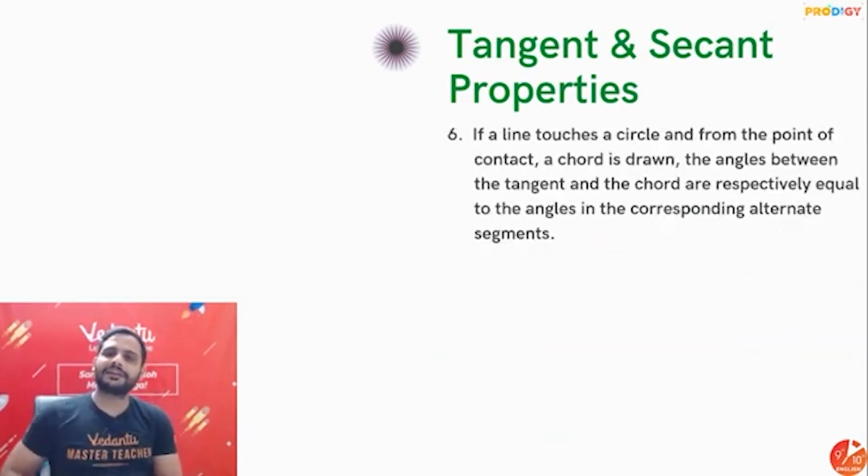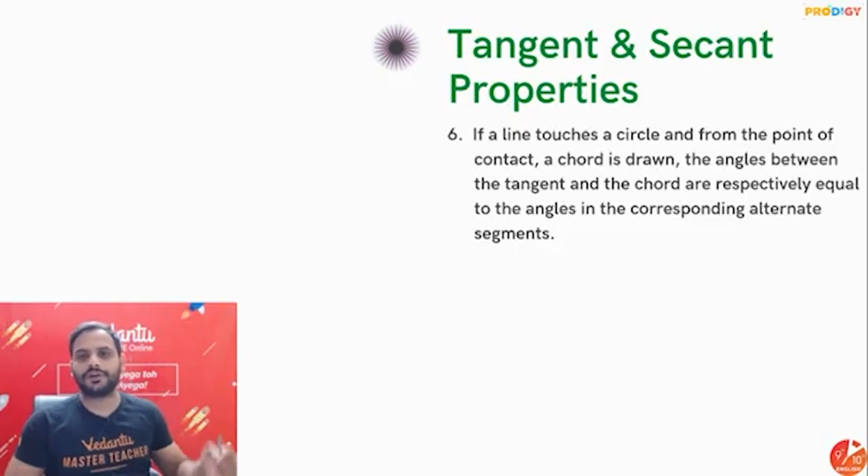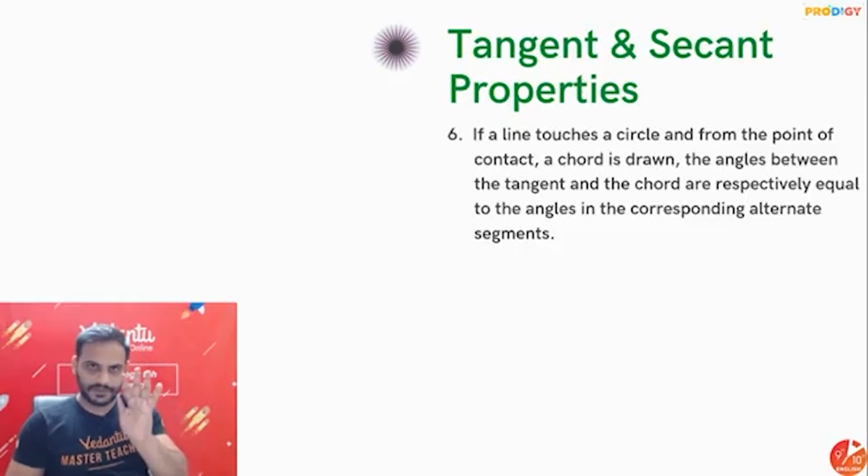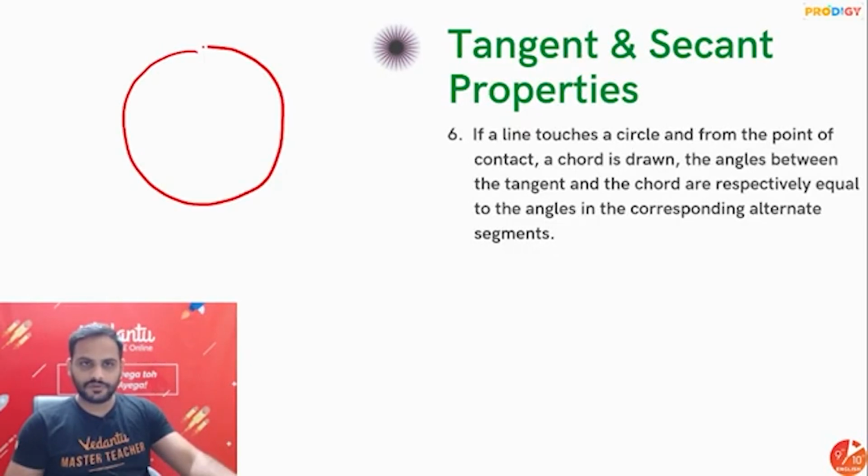Then, if a line touches a circle at a point, this is your alternate segment theorem. Understand what the alternate segment theorem says. Suppose this is your circle. At this circle, I have drawn a tangent, and from the same point, I have drawn another chord.